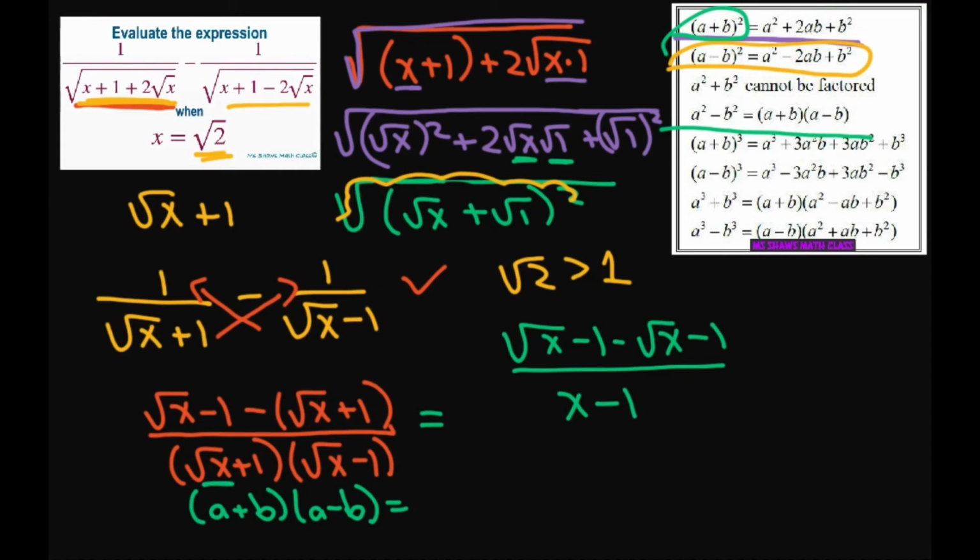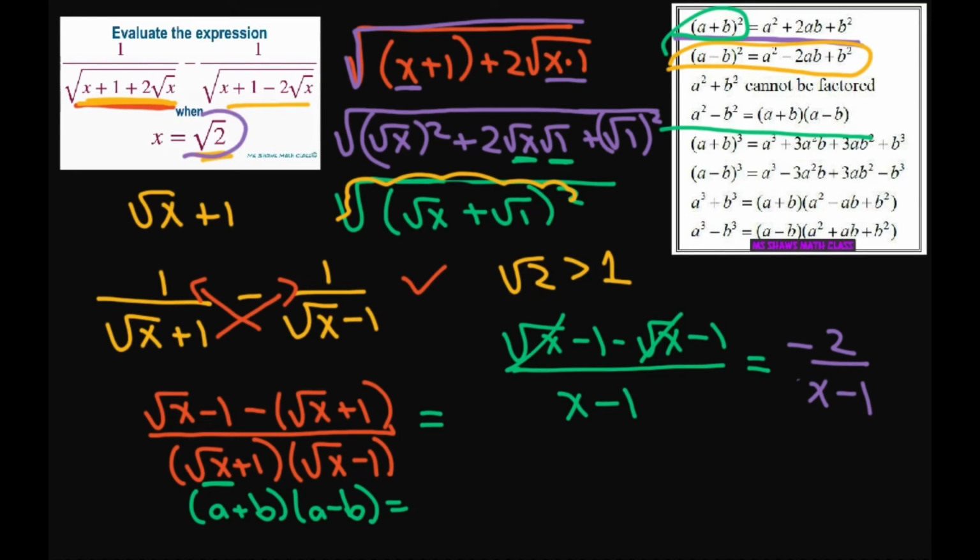Because your a is square root of x, and you square it, you get x. All right, and so let's see what we get. The square root of x's cancel here. So you're going to have negative 2 divided by x minus 1. All right. Now, let's go ahead and, it's just x minus 1, sorry. X minus 1.